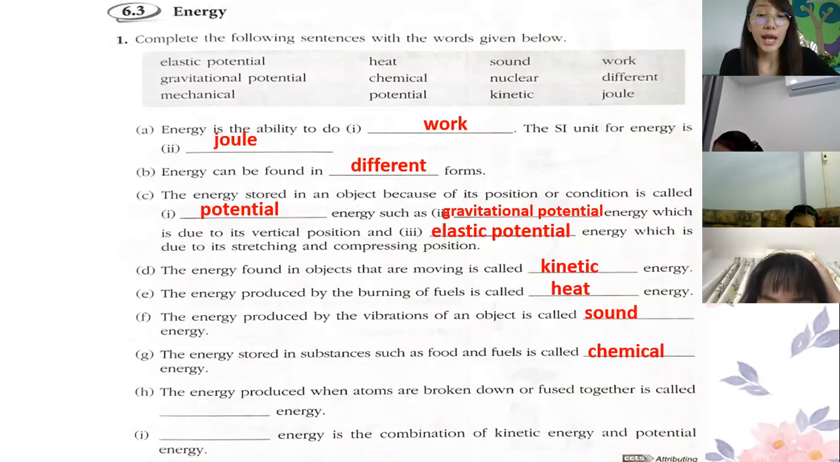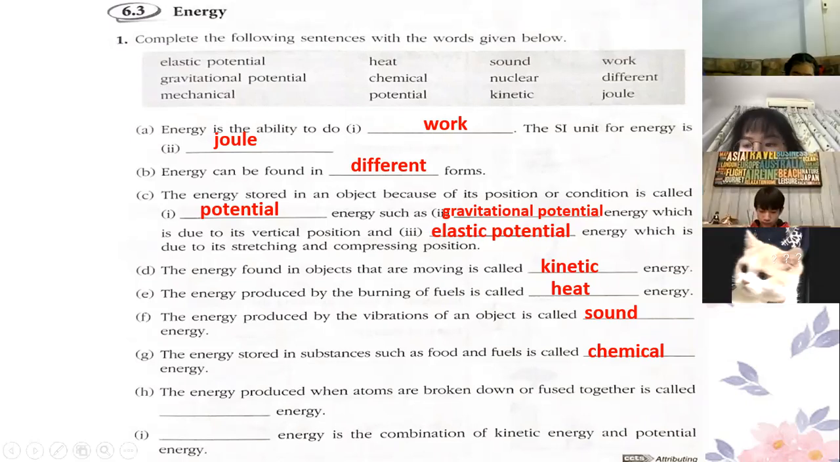Let's go to H, okay? The energy produced when atoms are broken down or fused together. For example, let's say the bombs, right? The rocket. Those are examples of this energy. What energy do you think it is? Ode, what energy do you think it is? Example is bombs, okay? The rocket. Yes? Nuclear. Yes, very good. It's nuclear energy. When a bomb blasts, what happens? The atoms are broken down, right?